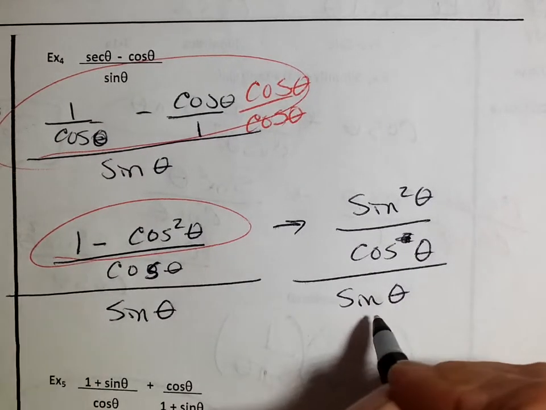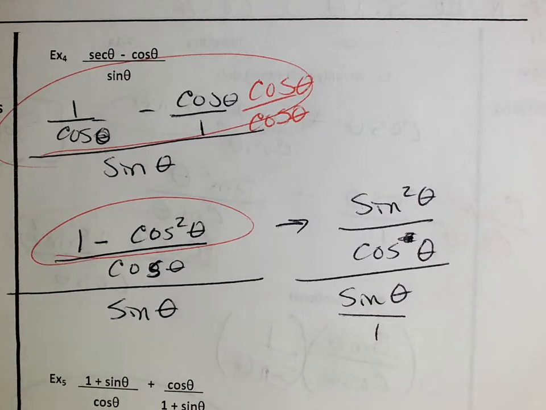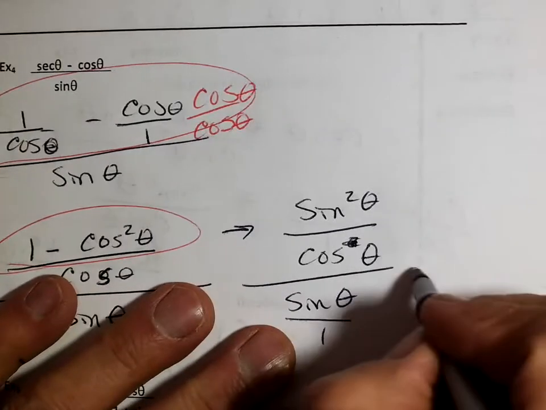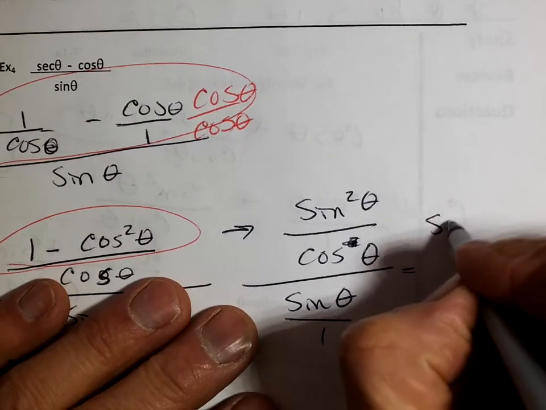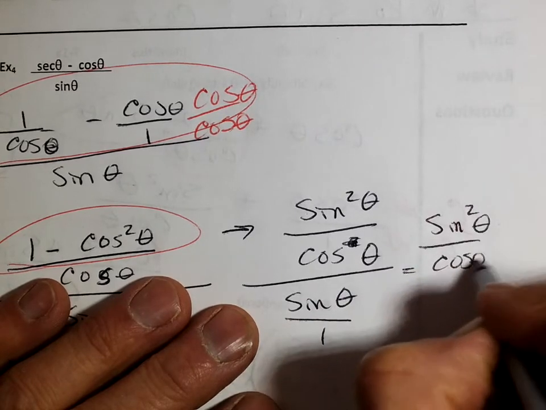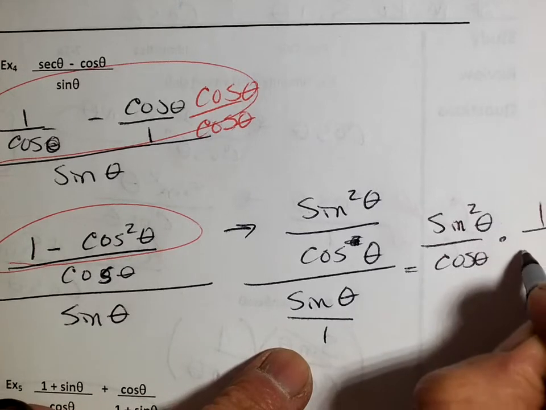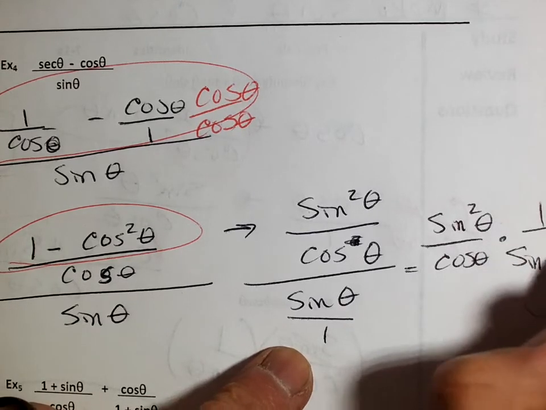Now I got a fraction within a fraction, but what I want to do is invert and multiply. I made it into a fraction because I want to do that old trick from 6th grade: when you divide fractions, you invert and multiply. So I'm going to rewrite this as sine squared theta over cosine theta times 1 over sine theta.